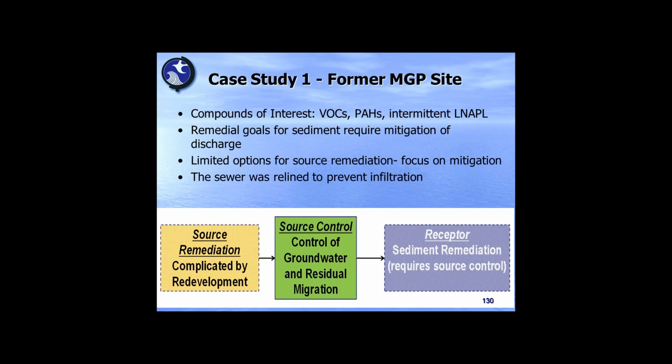So again, there was little opportunity to address the source area directly because of the development. The storm sewer is actually placed underneath a roadway, and the mitigation technique became interrupting that pathway for discharge.